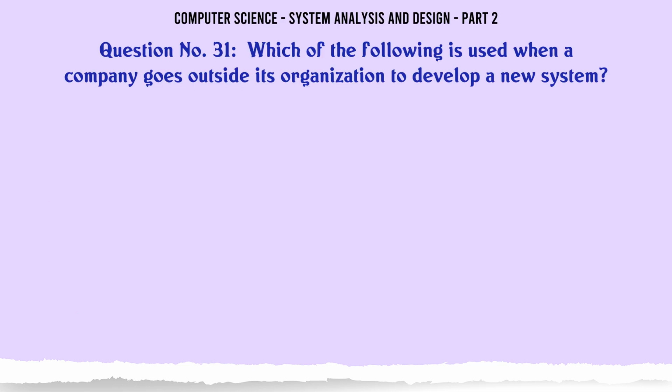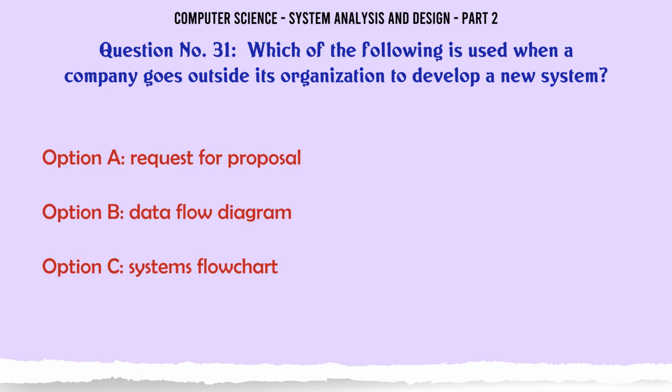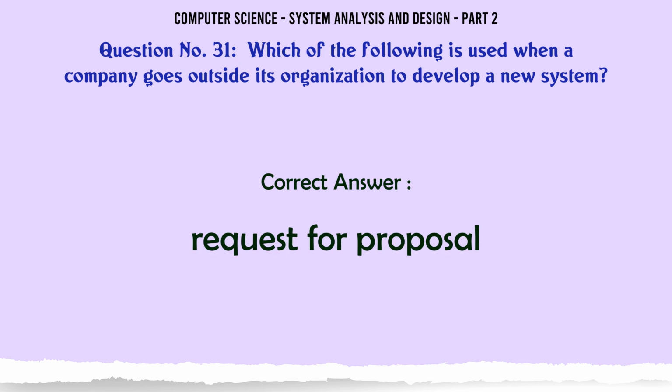Which of the following is used when a company goes outside its organization to develop a new system? A. Request for proposal, B. Data flow diagram, C. Systems flowchart, D. Project directory. The correct answer is request for proposal.